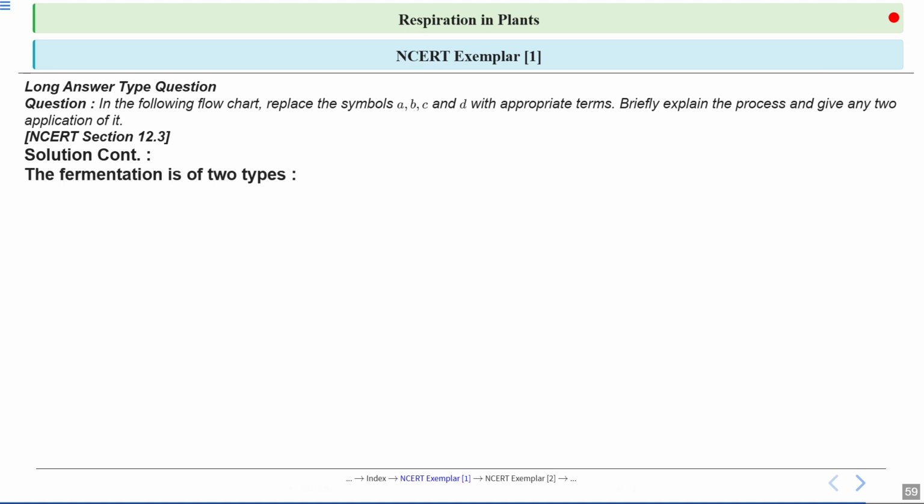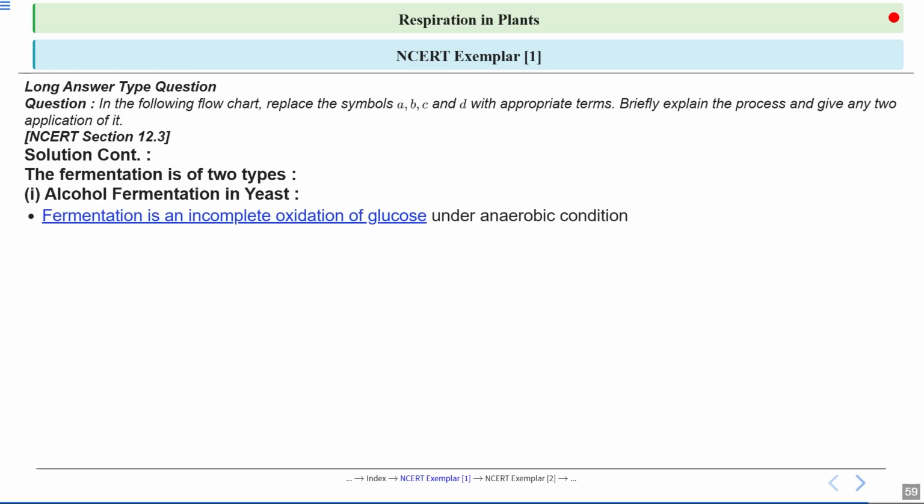So the fermentation we talked about is of two types. There is alcoholic fermentation in yeast. It is a classic example of how cells generate energy without oxygen. So there is incomplete oxidation of glucose under anaerobic conditions.